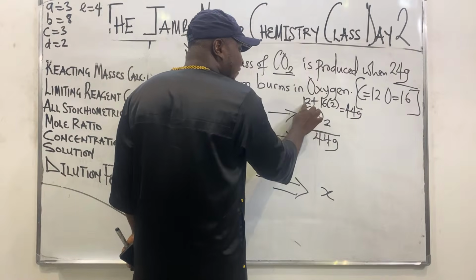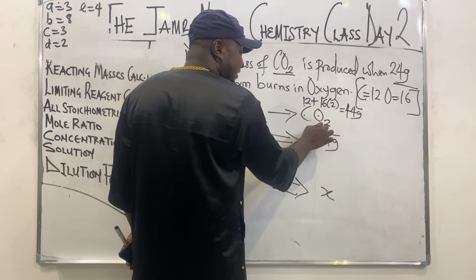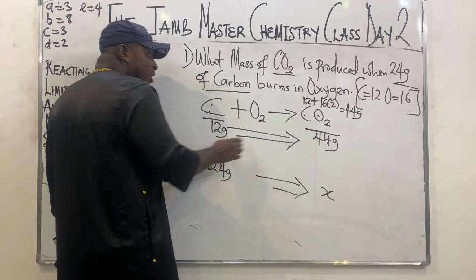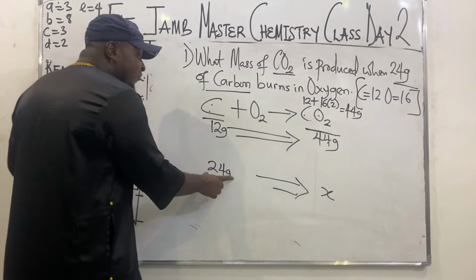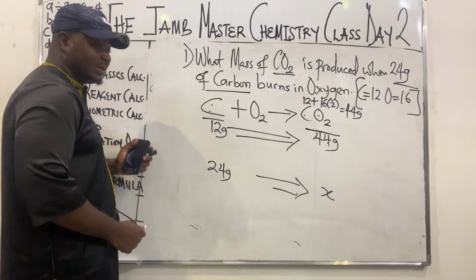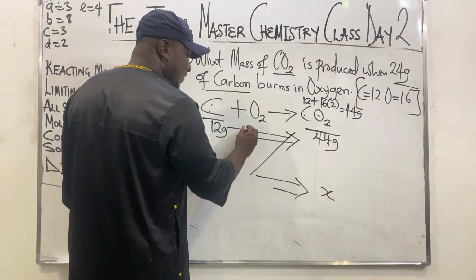This one you have calculated: carbon is 12, oxygen is 16, 16 times 2 is 32, 32 plus 12 is 44. 12 grams of carbon gave 44 grams of CO2. Now 24 grams of carbon will give how many grams of CO2? We don't know, call it X. We can then cross multiply.